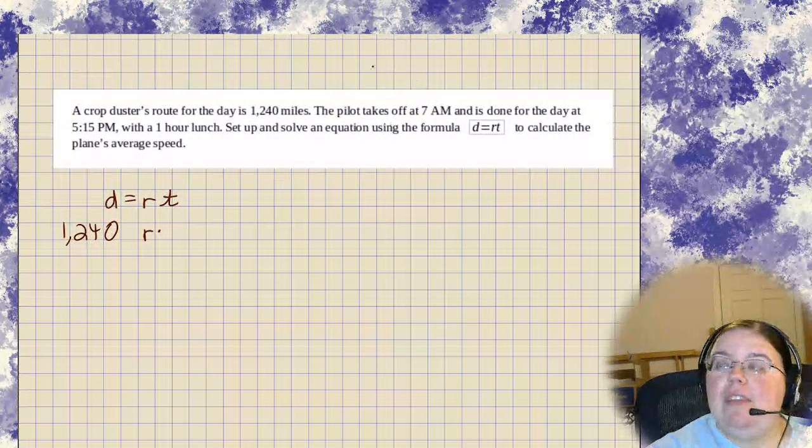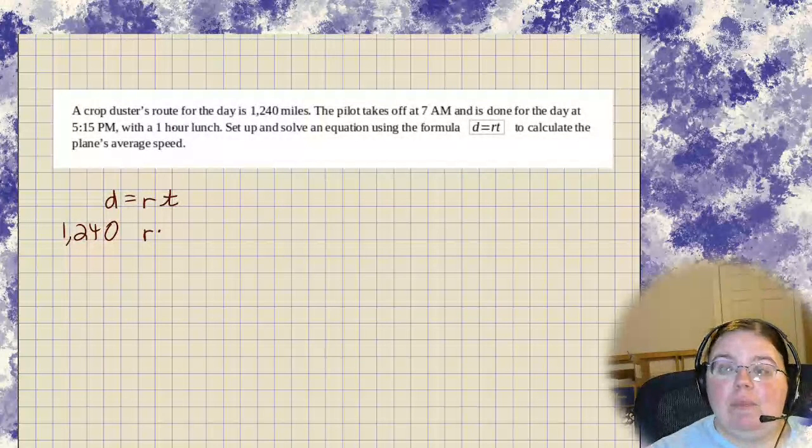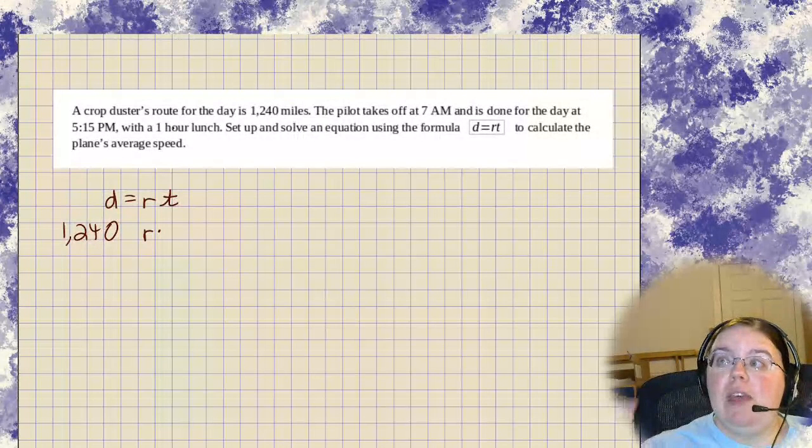So here's what I'm seeing. We have the time the pilot started for the day and the time the pilot was done for the day, and we're told he took a 1-hour lunch. We don't know exactly what time that lunch was, though, so what we can do is calculate the full length of that day and then subtract out 1 hour.